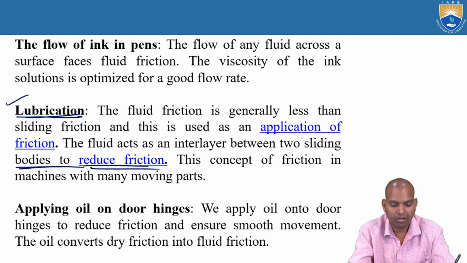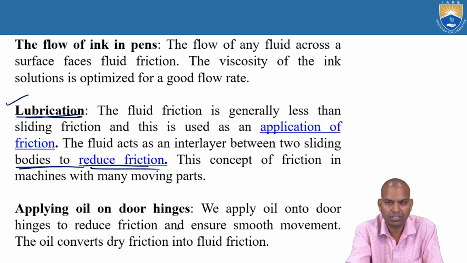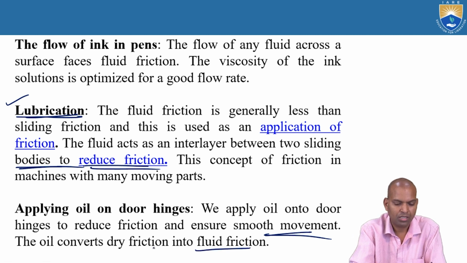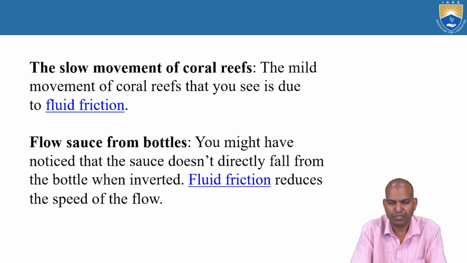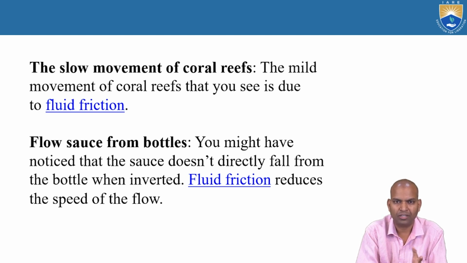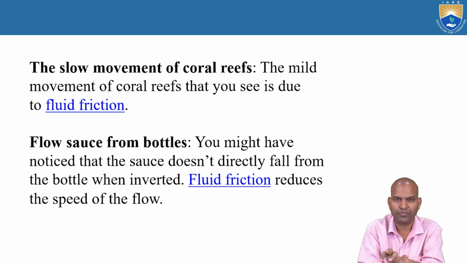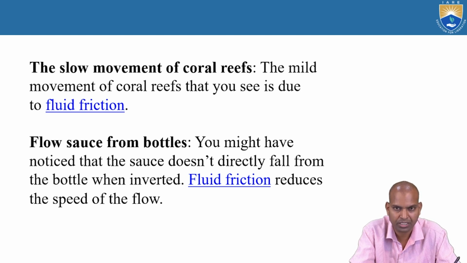Next, applying oil on door hinges to reduce the noise. We apply oil on door hinges to reduce the friction and ensure smooth movement. Otherwise, dry friction causes damage to the doors. That's why the oil converts dry friction into fluid friction. Dry friction means there is no lubrication oil between two surfaces moving against each other. The value of dry friction is more than fluid friction. So by applying lubrication oil, dry friction converts into fluid friction, reducing the coefficient of friction and heat generation.